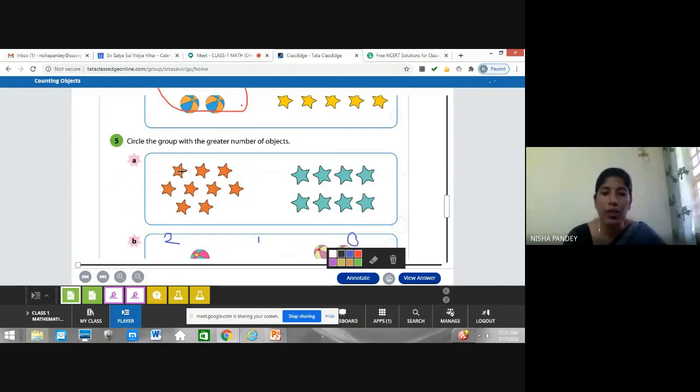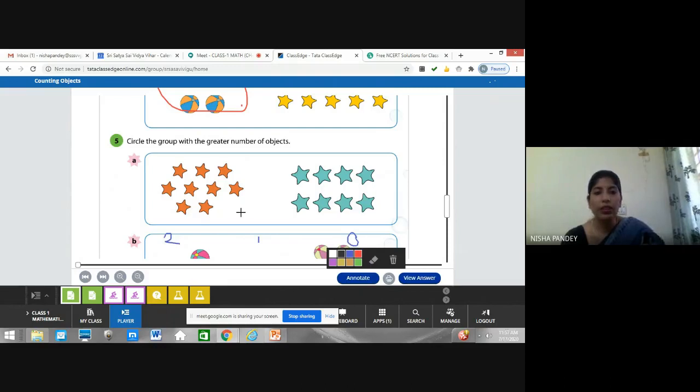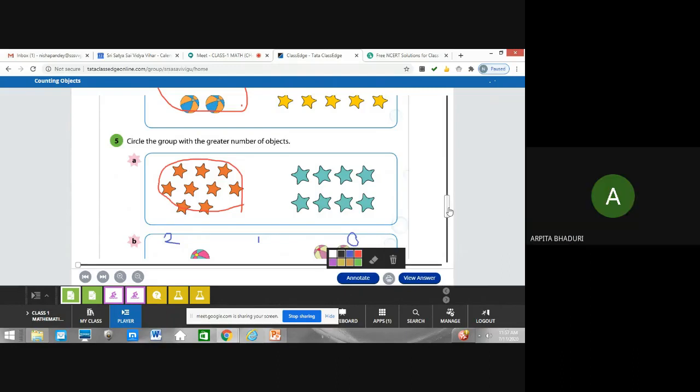So we'll count stars: 1, 2, 3, 4, 5, 6, 7, 8, 9. 9 stars are here, children. And here how many? 2, 3, 4, 5, 6, 7, 8. So 9 or 8, which one is greater? Which one is the bigger number? Ma'am, nine is bigger. 9 is bigger, so we'll circle this part, right? The brown stars. Yes, ma'am.